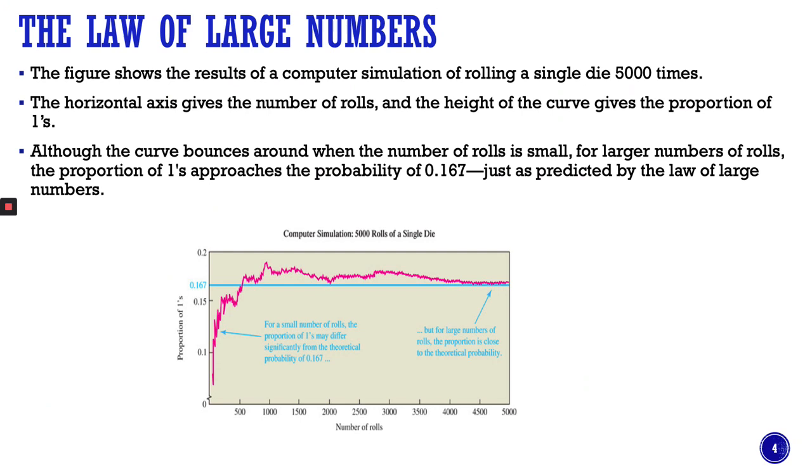So the figure shows the results of the computer simulation of rolling the single die 5,000 times. Here you've got your horizontal axis, which gives the number of rolls, and the height of the curve gives the proportion of ones. Although the curve bounces around when the number of rolls is small, you can see that for larger numbers of rolls, the proportion of ones approaches the probability. Sorry, those three points were repeated on the two slides. So here's the 5,000, and as it bounces around a little bit, as it gets further and further, it's getting to be that 0.167.